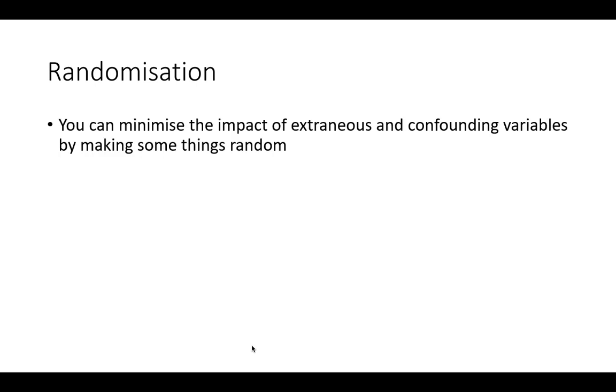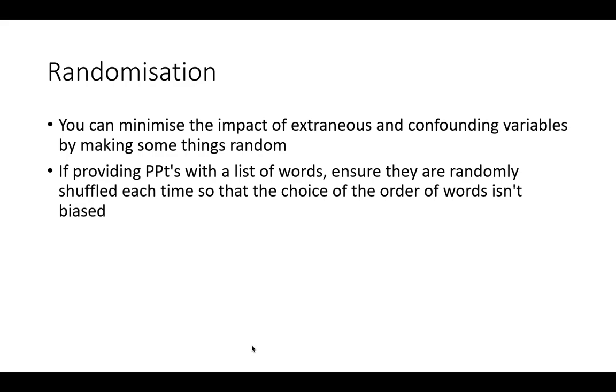How do you deal with all of these problems? Well, one way is randomisation. Randomisation literally means to make something random, to go by chance, to put names in a hat. So you can minimise the impact of these extraneous and confounding variables by making some things random. A good example here of providing participants with a list of words, so for memory games or something like that, ensure that they're randomly shuffled each time so that the choice of the order of words isn't biased.